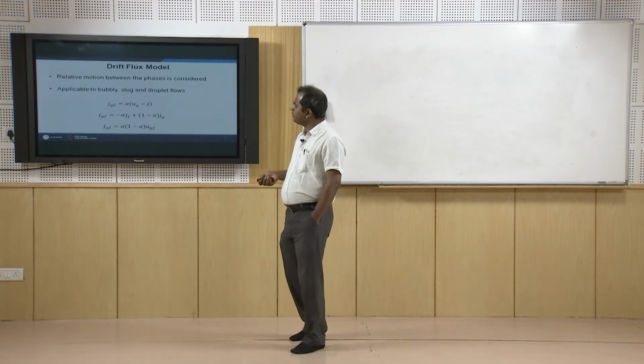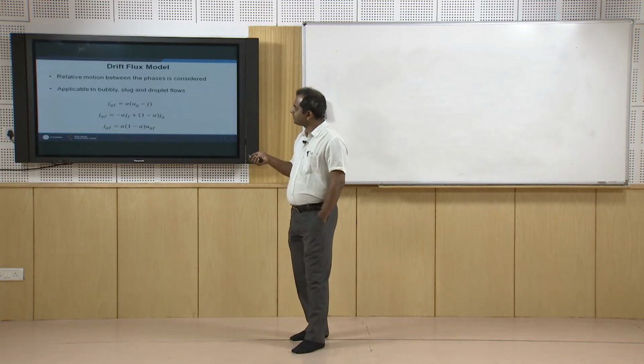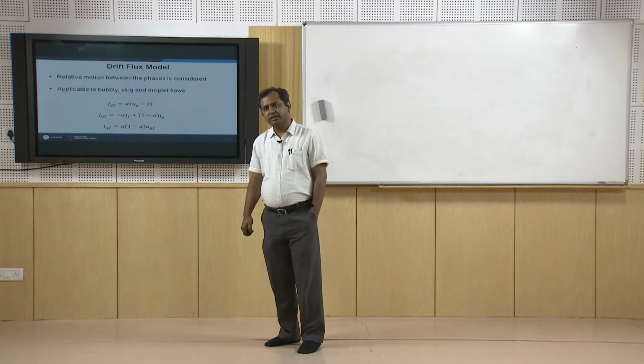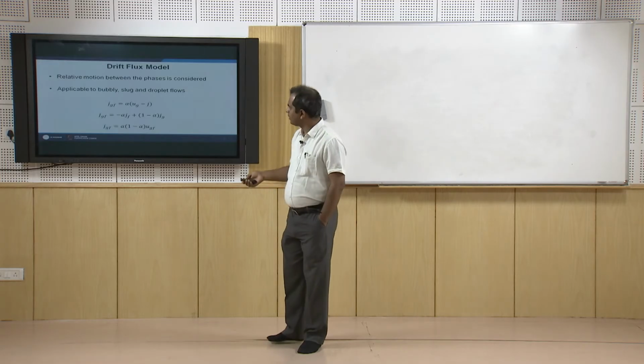In this lecture, we will be taking the clue from the first lecture, and these 3 equations we will be using. Jgf equals alpha into Ug minus J; Jgf equals minus of alpha into Jf plus of 1 minus alpha into Jg. By the way, Jf and Jg are the liquid and gas superficial velocities. And Jgf equals alpha into 1 minus alpha into Ugf, where Ugf is the relative velocity between the phases.